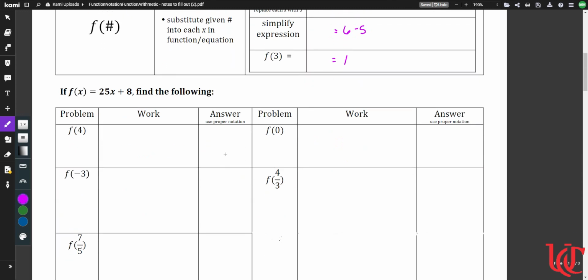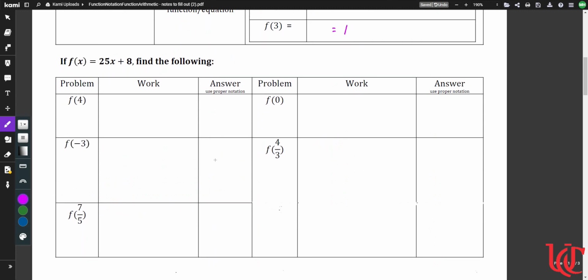All right. So then we have some practice for you guys to do. We have our f of x equals 25x plus 8. We're going to do a couple of them here, and then we're going to have the rest show up in the notes, giving you some time to practice them yourself. Now, I'm fairly certain that the ones that you're going to not like the most are the fraction ones. So we're going to hit those with our notes.